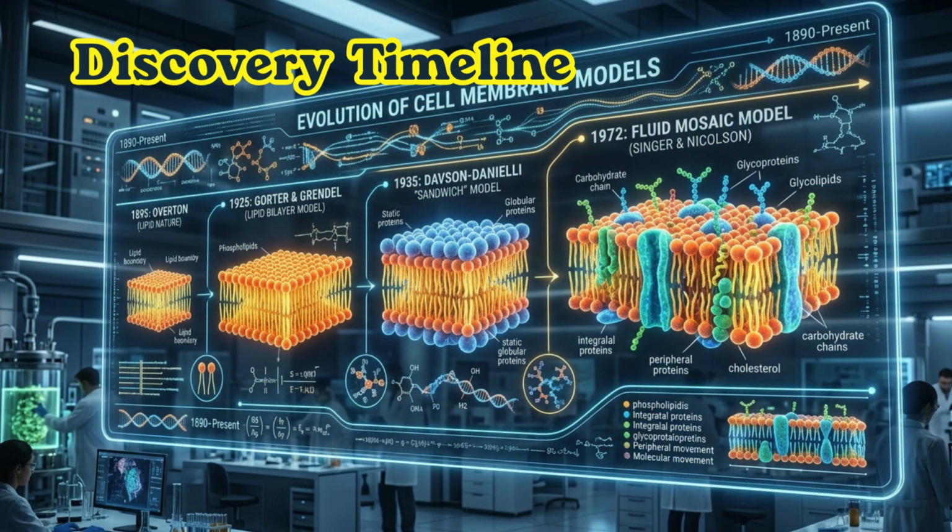Discovery timeline. Scientists gradually uncovered the cell membrane structure. In 1895, Charles Overton suggested that the membrane only contained lipids. Then in 1925, Gorter and Grendel proposed a lipid bilayer concept. Then in 1935, Hugh Davson and James Danielli proposed a sandwich model of the cell membrane, suggesting a central lipid bilayer coated on both sides with layers of globular proteins. Then, in 1972, Singer and Nicolson introduced the Fluid Mosaic Model, which is accepted today.